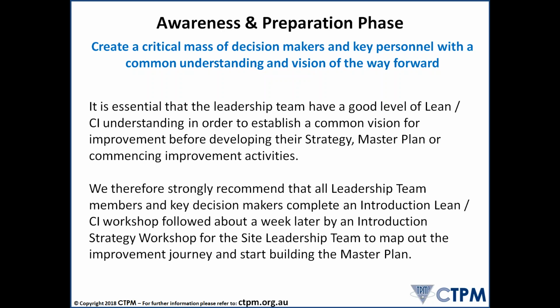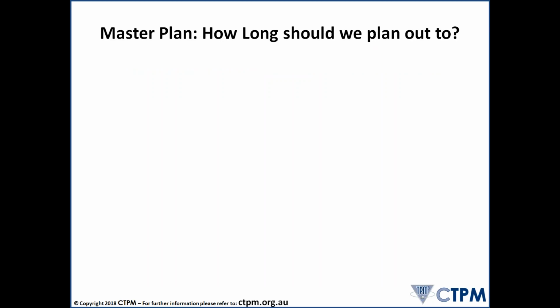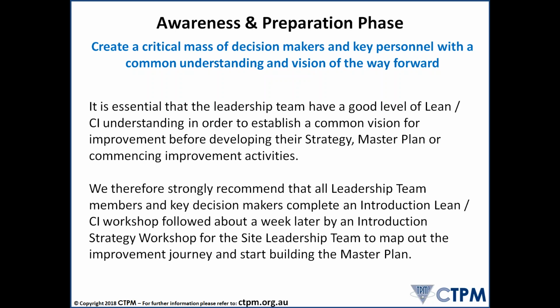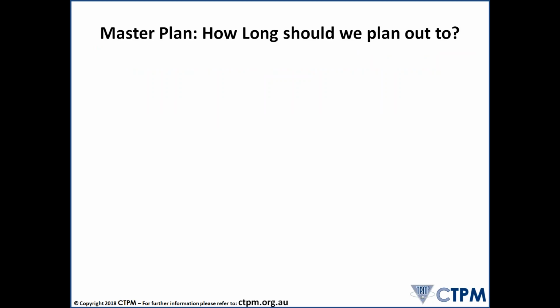As an outcome of that strategy workshop, we want a draft master plan. We also want to know where we're going to pilot our teams, our first cycles, and how we're going to communicate out to the organisation this strategy and get them all on the same page. So, we talk about the master plan as an outcome. How long should we plan out to? Do we just do for the first pilot group, for the first cycle, or do we plan out longer?